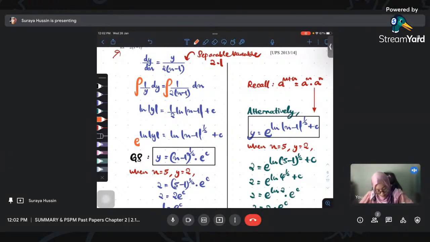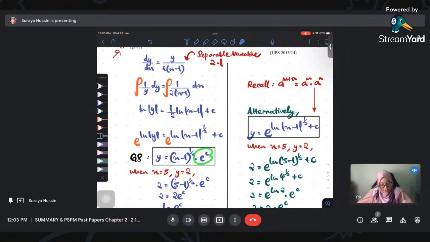Bila saya dah exponent both sides, saya tahu I can get rid of the ln, and saya akan dapat y is equals to this. Okay, you can change the modulus into bracket, sebab dia power, so we need the bracket lah. Inside will always be positive, don't worry. And then darabkan dengan exponent C.